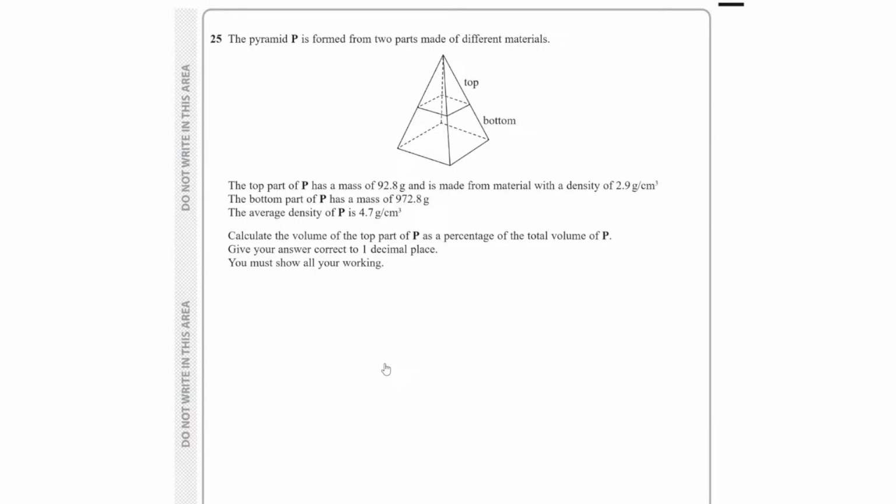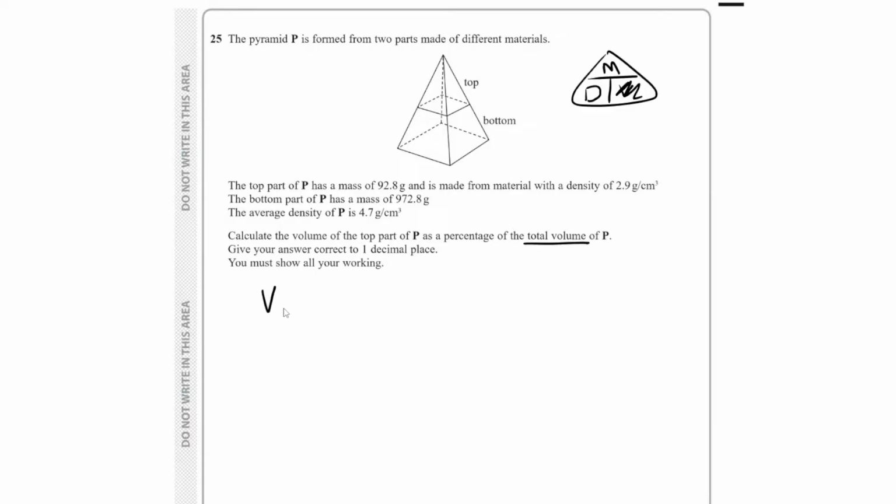Okay, so we've got the mass of both, we've got the density of both. Calculate the volume of the top part of P as a percentage of the total volume of P, not just of the base, of the total volume of P. So we're finding volume. This is the one that you do need to know the formula for, or at least the formula triangle. Mass goes at the top, density is mass over volume. Obviously in this case we're looking for volume, so that'd be mass divided by density, wouldn't it? So we need to first work out the volume of the top part, then the volume of all of it, and then make it into a percentage.